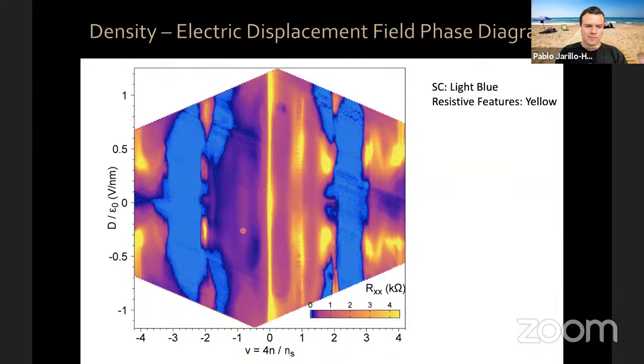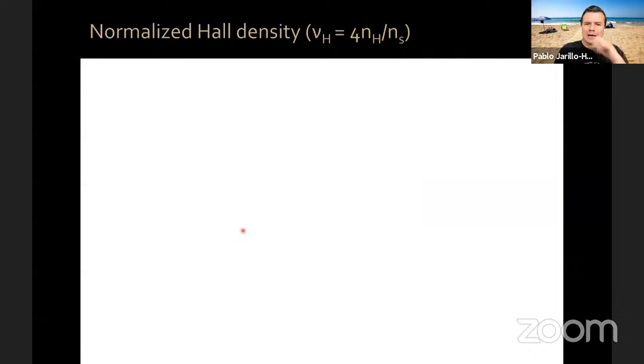Now, what we can do is try to measure some other property of this system, okay, and see if we can find correlations between that property and the features that we see here in the resistivity phase diagram. Okay? So the quantity that we decided to look at was the normalized hole density, okay?